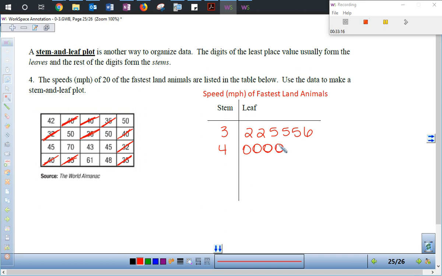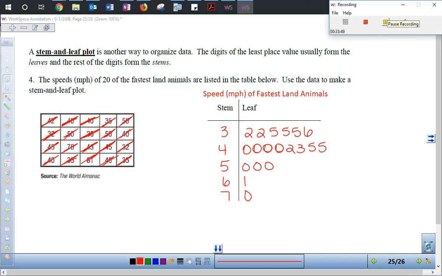And then the next smallest number would be 42. Then we have a 43. Then we have a 45. And another 45. And go ahead, we have 1, 2, 3, 4, 5 numbers left. Pause the video and add those 5 numbers to our stem and leaf plot, please.